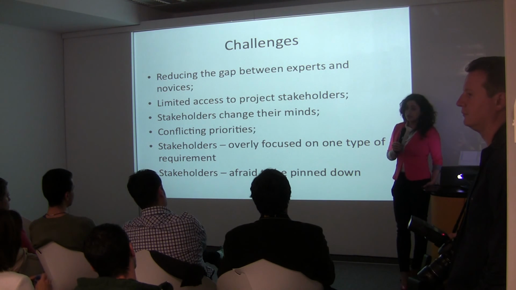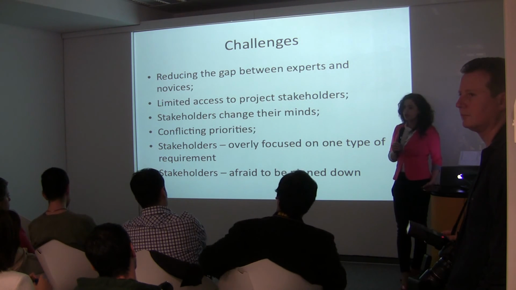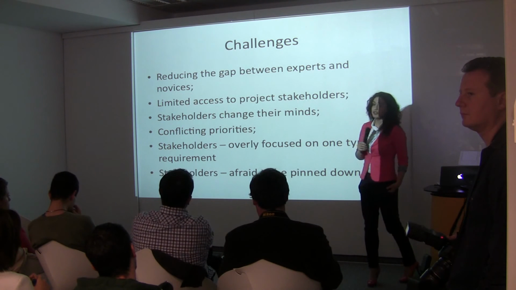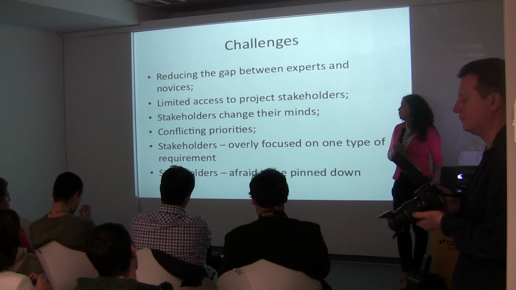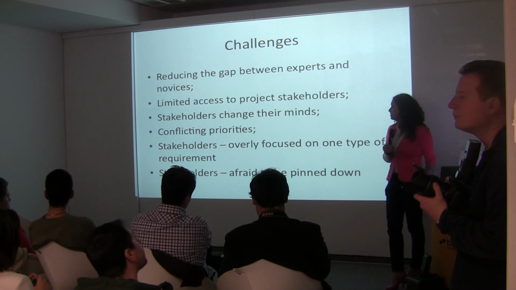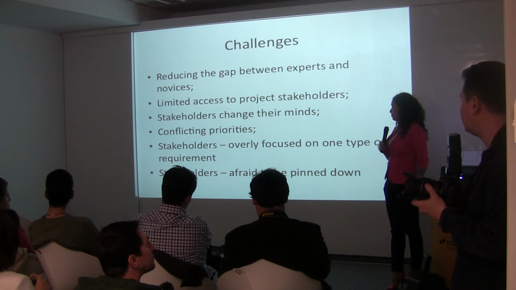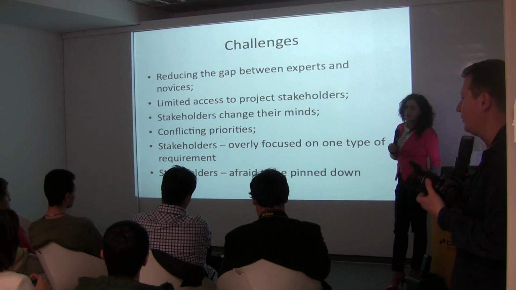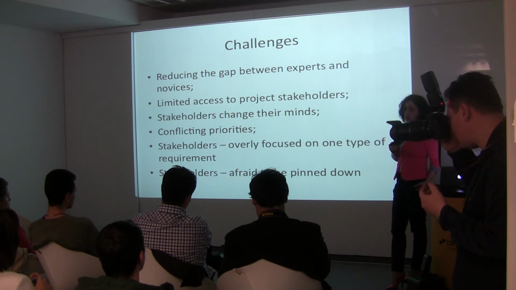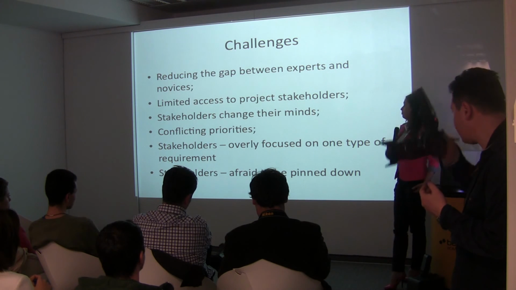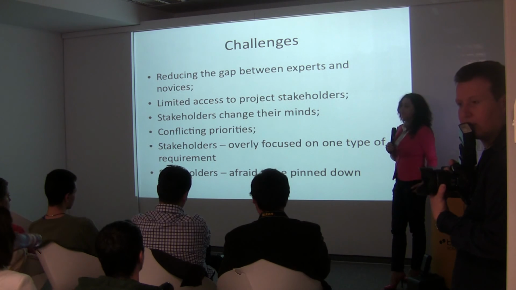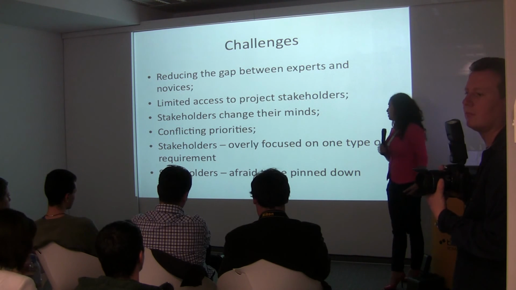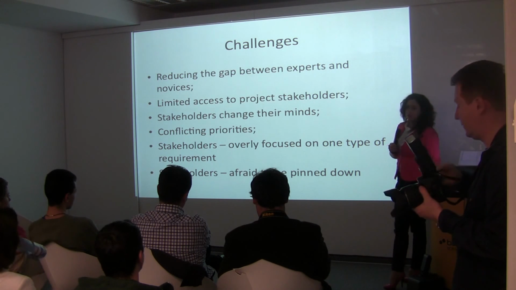Stakeholders may have different priorities. One stakeholder wants to change the world, the other wants to do something else, and we have to know how to approach them and convince them that we need an issue list for approaching our activities. The stakeholders may be focused on one type of requirement. Even if you have a project with a lot of requirements, maybe one of them is considered more attractive than the others, and you have to know how to deal with it. Stakeholders are also afraid to be pinned down.